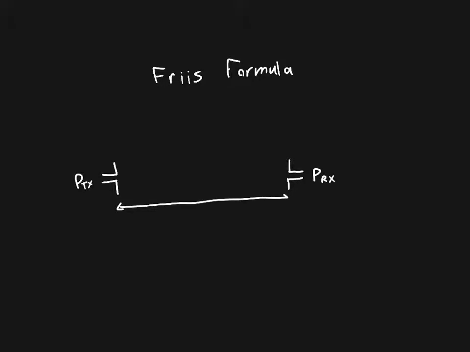So today I'm going to be talking about the Friis formula, or Friis, I'm not exactly sure how to say it. And this formula is essentially a way of saying if you've got a transmitting antenna with a certain transmitted power, let's call it PTX, and you've got a receiving antenna somewhere else that's got a certain received power, PRX, we want to find, given the transmitted power and the distance between these antennas, let's call it R, how much power is received by your antenna on the right?